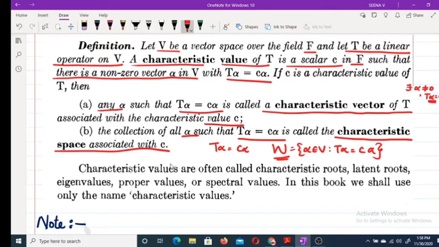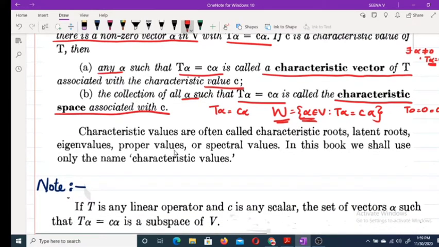Now, actually, this is not the collection of all characteristic vectors. This contains the set of all characteristic vectors. Also, 0 satisfies this condition, because we know that T0 equal to 0, which is equal to C into 0. So that vector is also in this W. This is the characteristic space associated with the value C. Now, characteristic values are often called characteristic roots or latent roots or eigenvalues or proper values or spectral values.